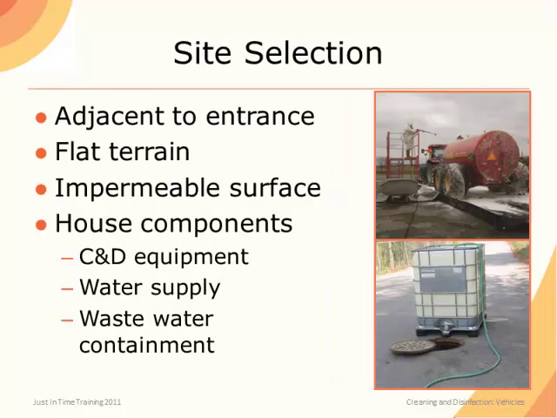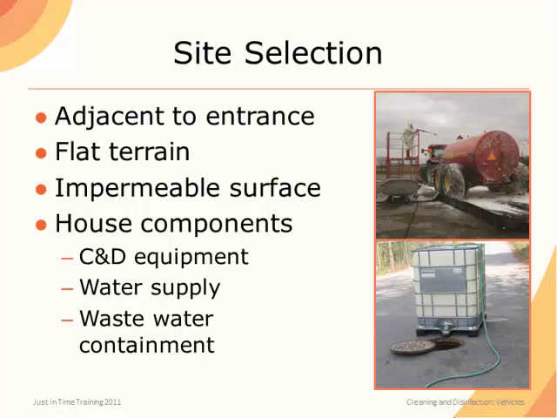A large-scale disinfection station should be set up adjacent to or at the entrance-exit points to the infected premises. The location should be on flat terrain with an impermeable surface to help prevent fluid infiltration into the soil while allowing containment of fluids and easier cleanup of the area following procedures. The area should be large enough to house the necessary C&D components such as disinfection station, water supply, and wastewater containment. The station should contain equipment including tubs, scrub brushes, and power sprayers to aid in the removal of gross debris and application of disinfection products.